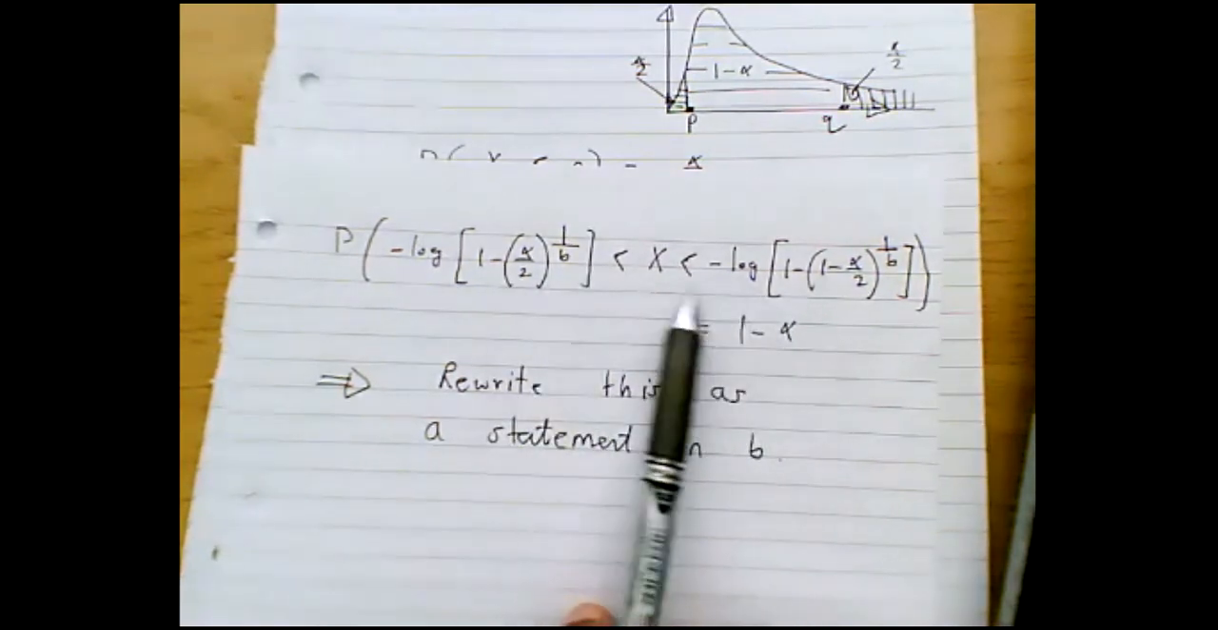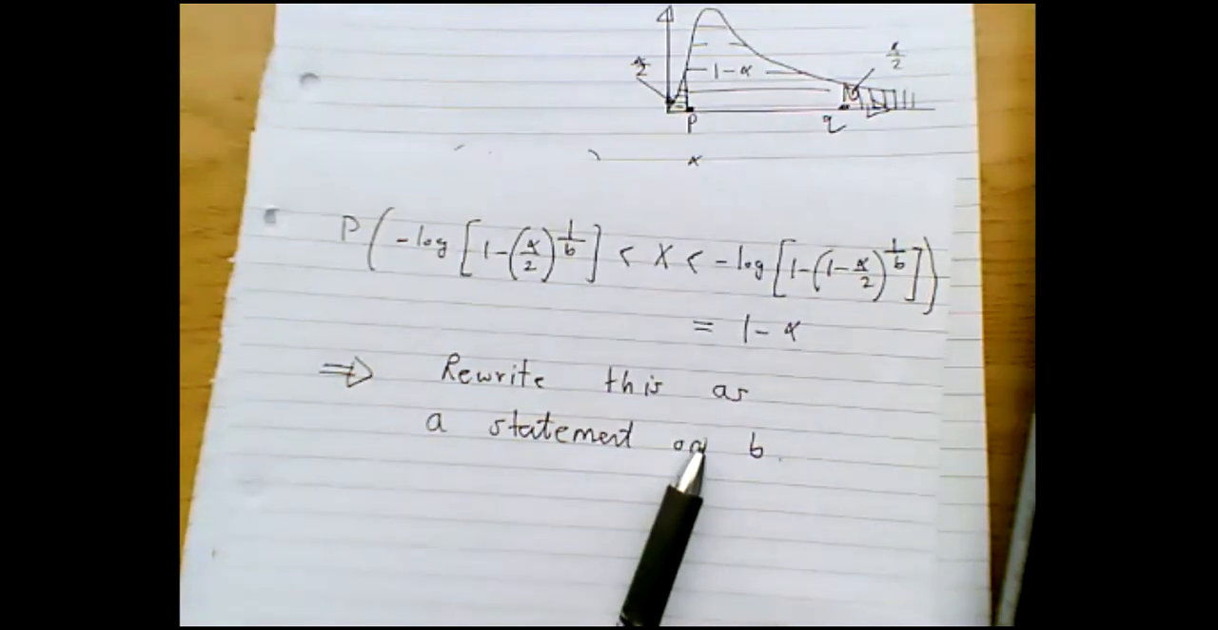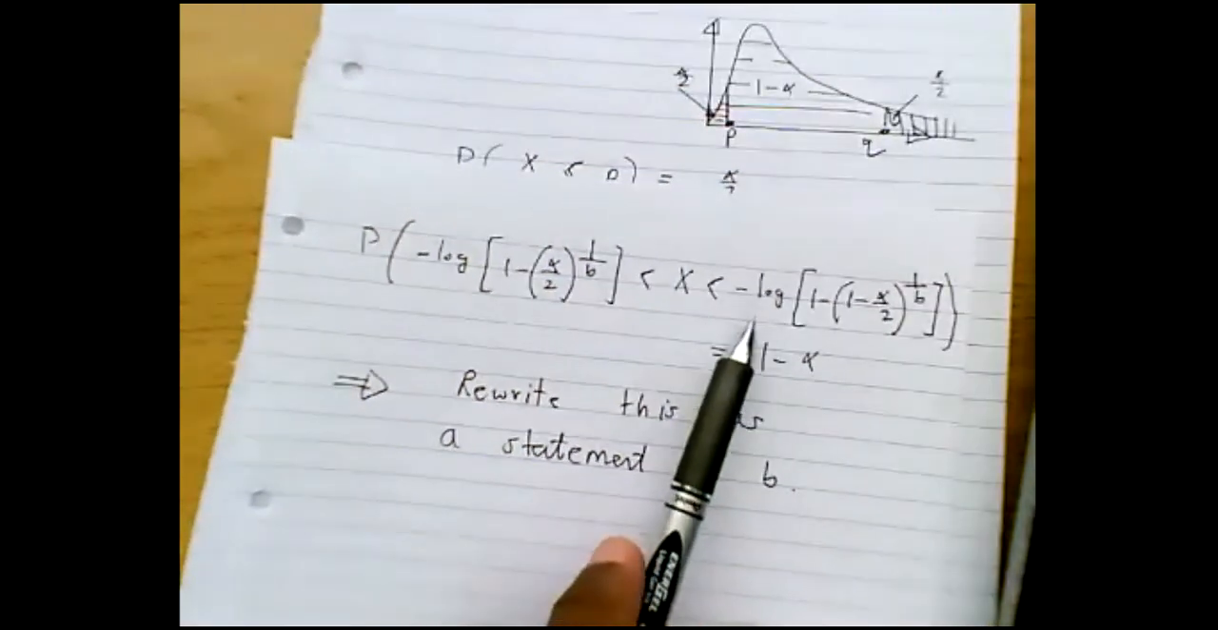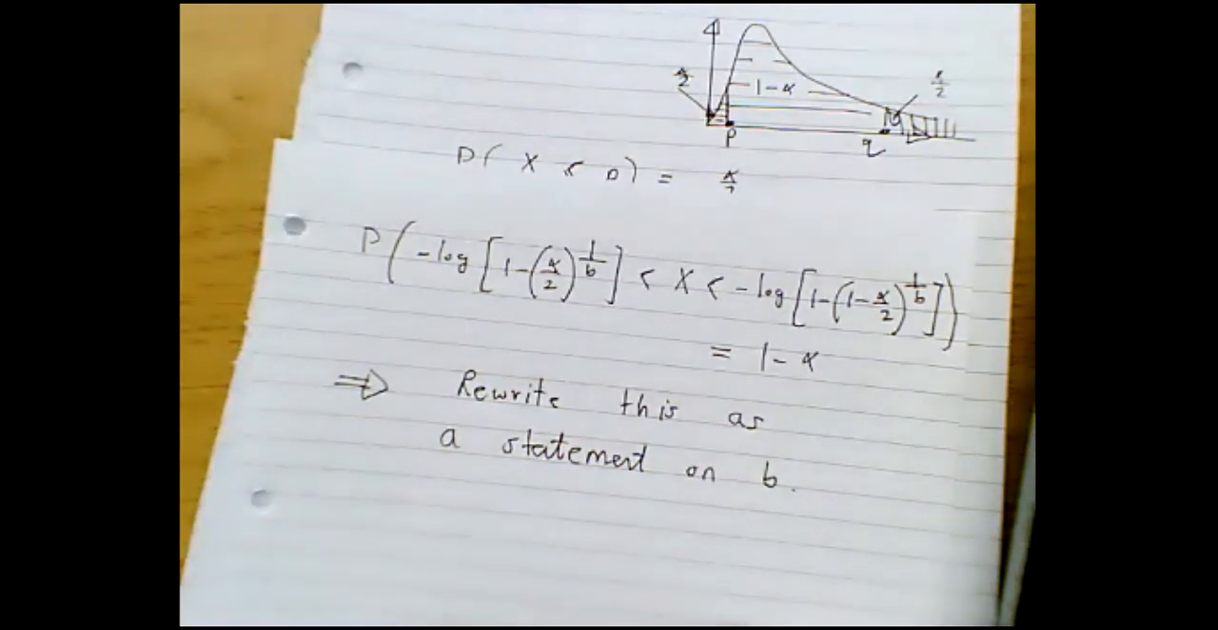Now we need to rewrite this as a statement on B because that's what we are looking for, Mikhail. Because we are looking for a confidence interval for B, right? That's the question. So if you rewrite this as a statement on B, you get the answer. Because I have run out of time, I would like you to do this, please. I'm sure it's easy peasy for you.